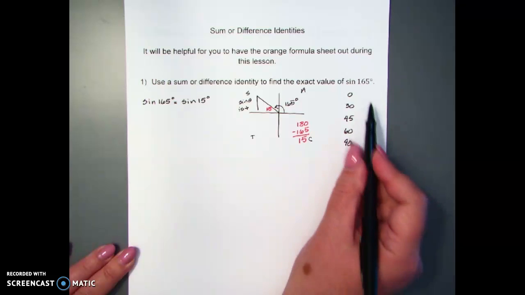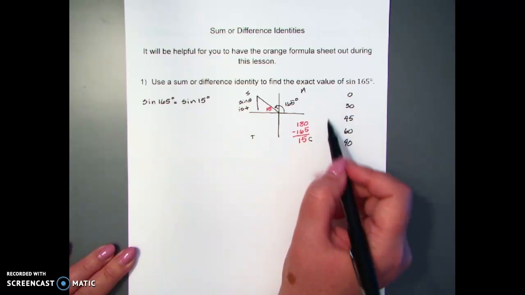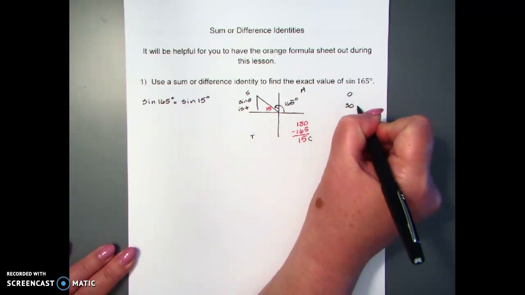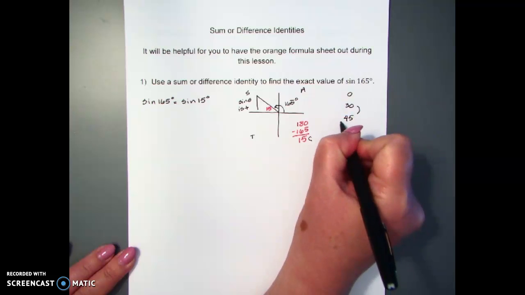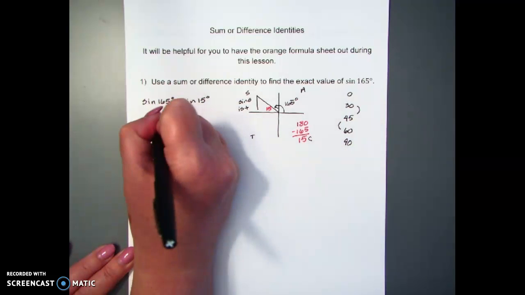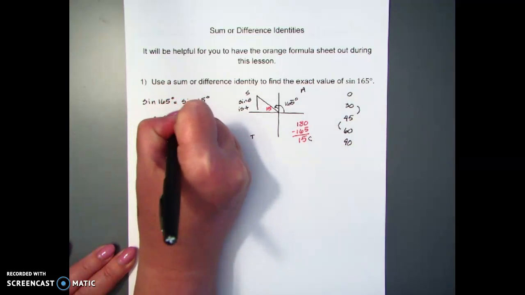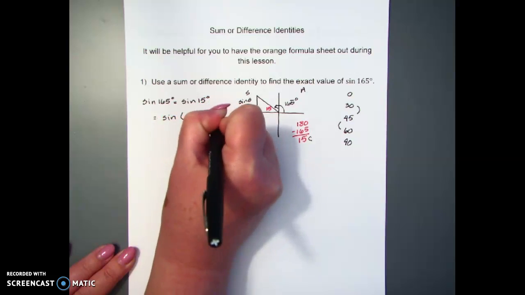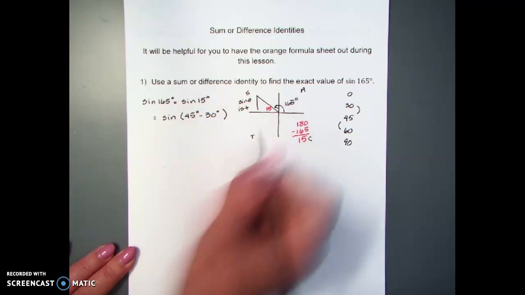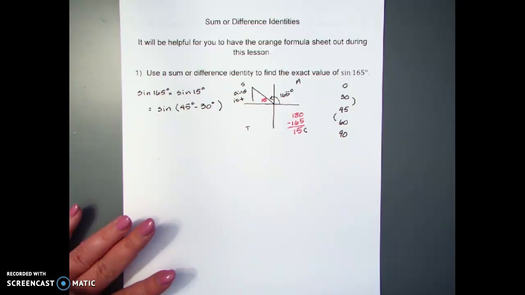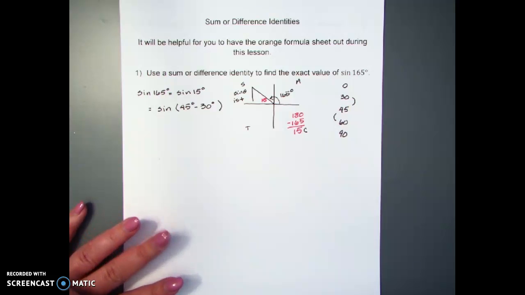Then I want to figure out what I can do with these 5 previously known angle measures to get 15. There are actually 2 options. We could do 45 minus 30, or we could do 60 minus 45. Whichever one you like better is totally fine. I'm going to go with the sine of 45 minus 30. That's where we would look at our orange formula sheet to figure out which formula we're going to use.